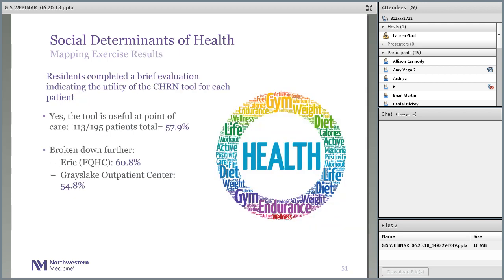And what we found was that about 58% of the time, the residents said, yeah, this would have been useful for me had it been available. Broken down a little bit further, you see about 61% in the federally qualified health center setting, about 55% in the more traditional outpatient setting. We hypothesized that there would have been a gap. I probably thought it would have been a little bit wider of a gap, but overall about 58% said that this would have been useful and that I would have liked to have had this tool available to me when I was seeing this particular patient. So I think that was a pretty strong number.